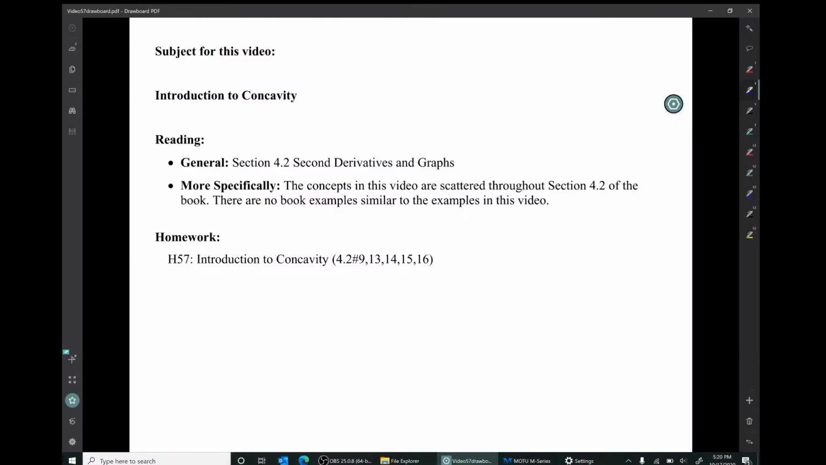Hi, I'm Mark Barsamian. In this video, I'll be giving a short introduction to concavity. This material is from section 4.2 of the book.